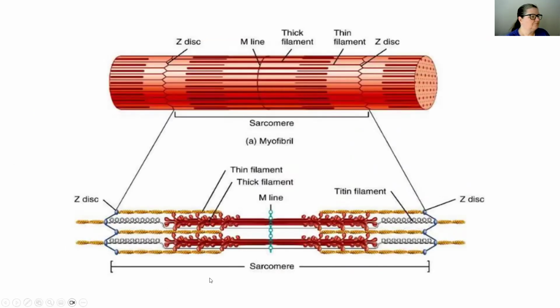All right. So here you have what boils down to filaments that slide. This is what is called a sarcomere. And then there's these little kind of zigzag lines that they call Z lines.